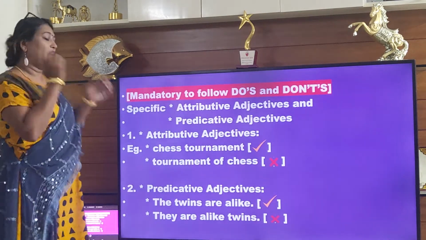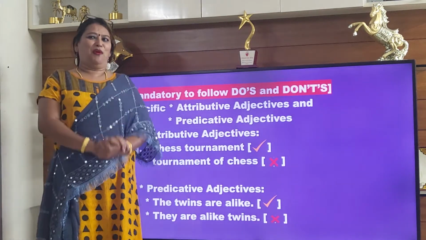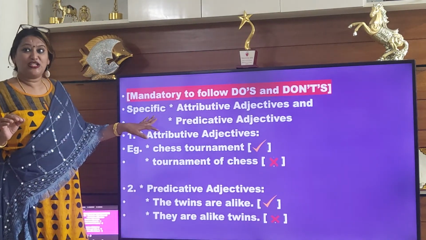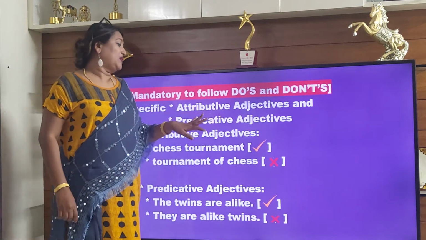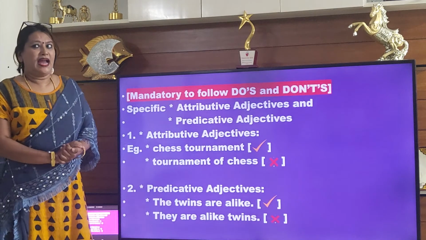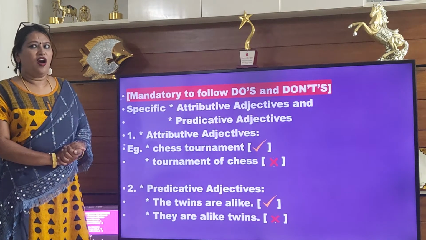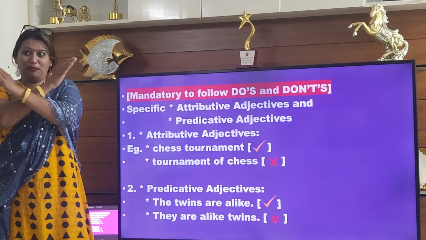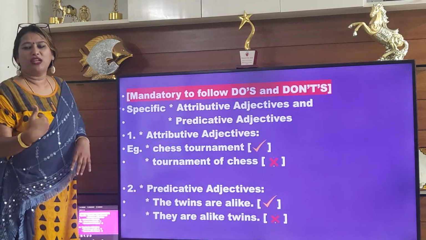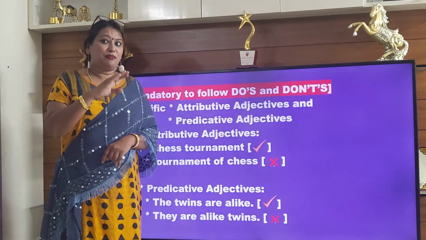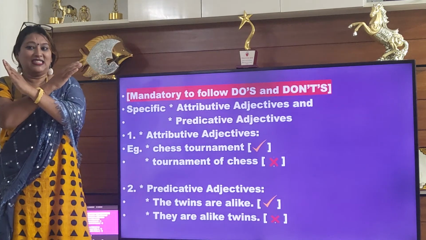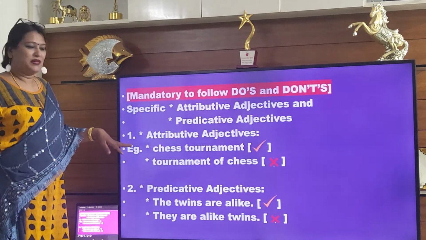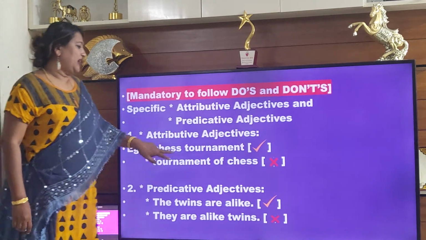Next comes do's and don'ts. Very important thing to be followed. See, there are certain specifications to be followed when it comes to attributive adjective and predicative adjective. We know attributive adjective means what? You remember this symbol, cross. A means after. You are not supposed to follow that. So it will come before the noun. P means pre, means before. But you are not going to follow that. That's wrong. So it will follow after the noun. Right? We already know that. Now let's see a few specifications here. See, attributive adjective. Chess tournament.